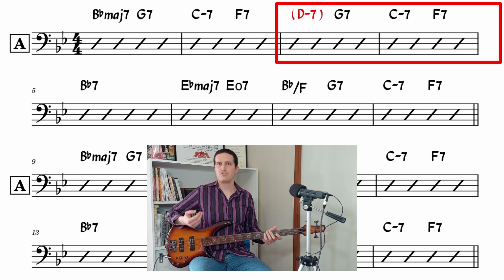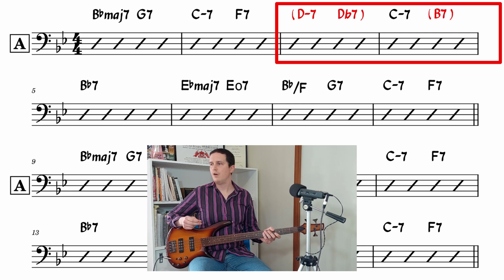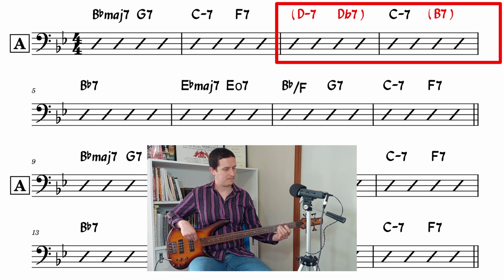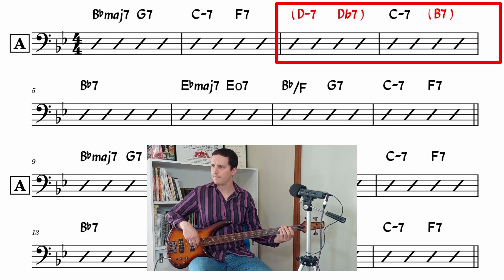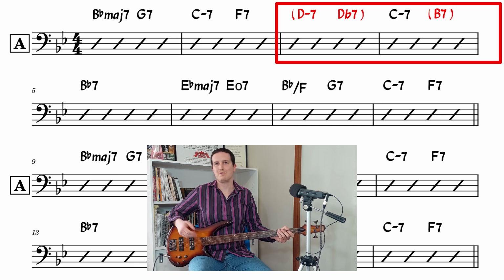And now if I put the tritone substitution on the G7 and on the F7, we get this line. 1, 2, 3, 4. So now the root motion of the chord progression descends chromatically, which is what happens when we use this tritone substitution.